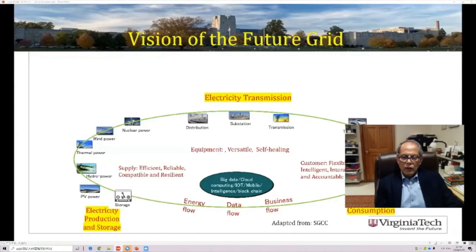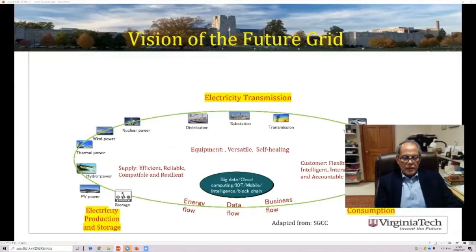And on the lower right-hand side, I have electricity consumption. Buildings consume electricity, industries, factories, residences, even electric vehicles consume electricity. Those are the consuming parts. Now the three things: transmission will bring power from the source to the load.